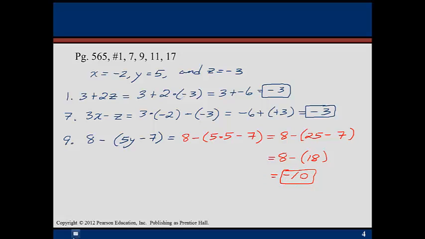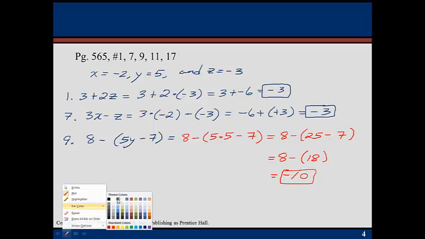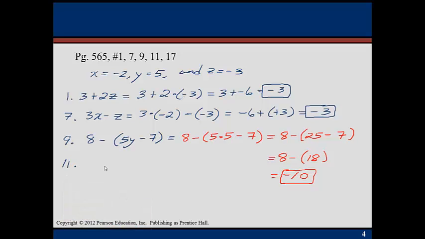And then number 11, we have y to the third power minus 4x. So again, replacing the x and the y. Well, y is 5, so that's going to become 5 to the third power minus 4 times negative 2. And 5 to the third power, that's like saying 5 times itself 3 times, so that's 125. And then negative 4 times negative 2 makes it a positive 8. And we come out with 133.